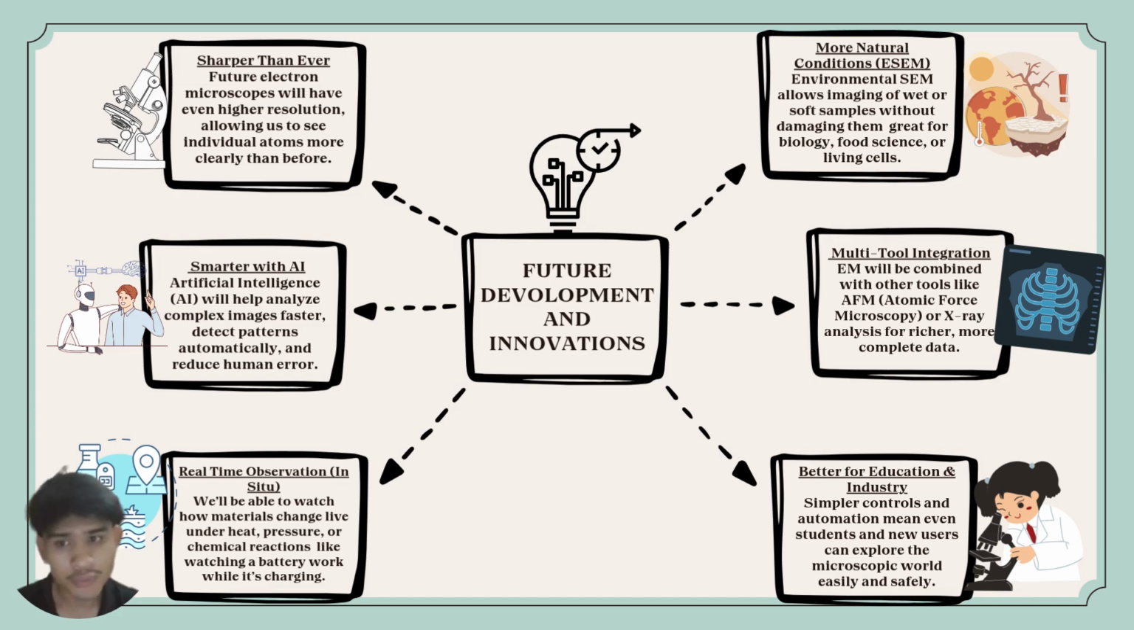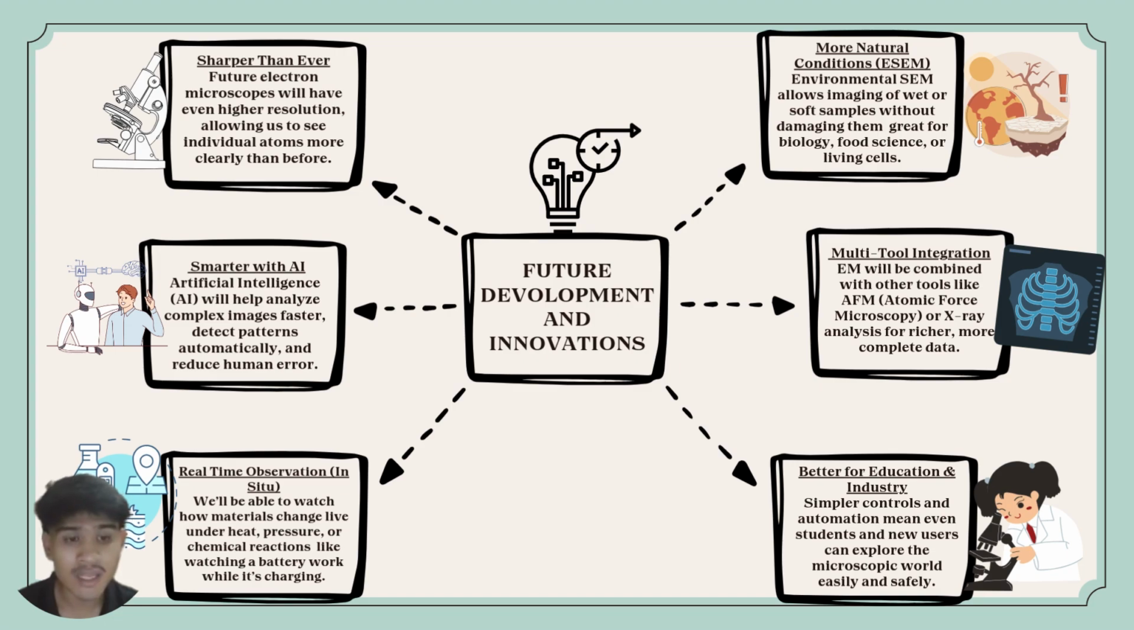Okay, we move to the future development and innovation. In the future, electron microscopes will continue to improve. They will become sharper than ever, giving higher resolution so we can see individual atoms more clearly. With environmental SEM, microscopes will work under more natural conditions, such as imaging wet or soft samples without damaging them, great for studying biology and food science.